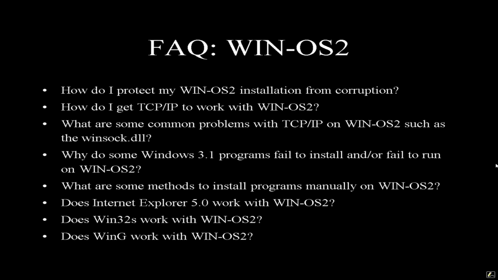So the next question is, what are some methods to install programs manually in WinOS2? What I usually do is I install the program outside of OS/2 on a copy of Windows 3.1, and then I copy the registry settings and the files over to WinOS2. And then I merge the registry settings into WinOS2 using one of 3 registry tools that Windows 3.1 comes with. You have to use the right registry tool, but use one of the 3.